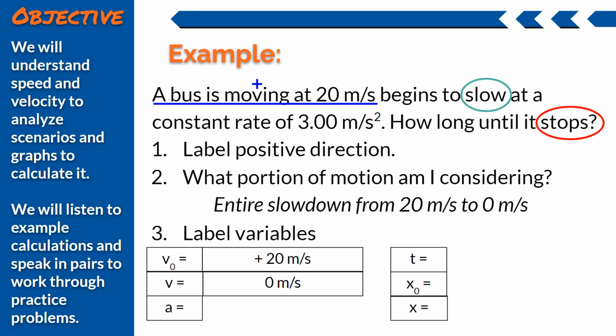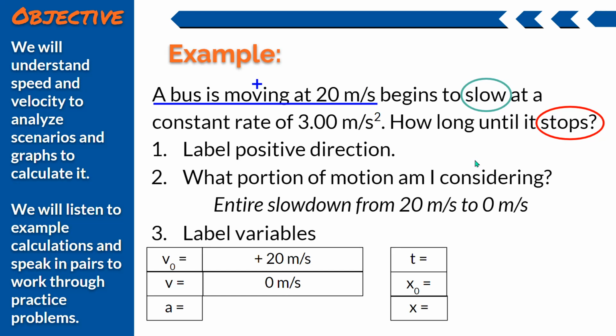-3. Yeah, good job, guys. -3. Don't put a 3. I know the question says 3, but you had to define the direction, and you said that the bus was going in the positive direction. If something is slowing down, that means its acceleration has the opposite sign of its velocity. So if its velocity is positive and it's slowing down, its acceleration has to be negative.